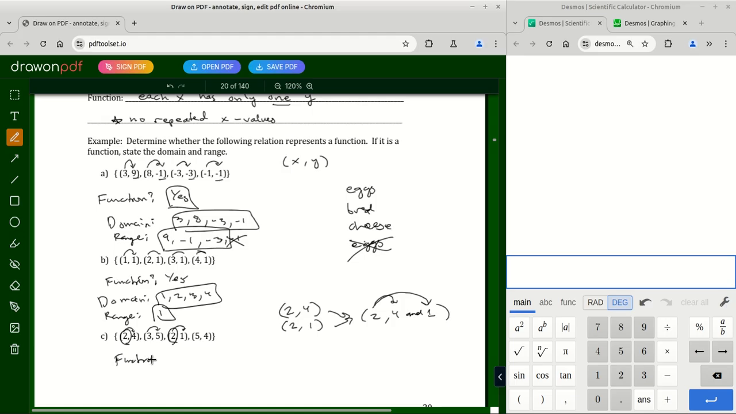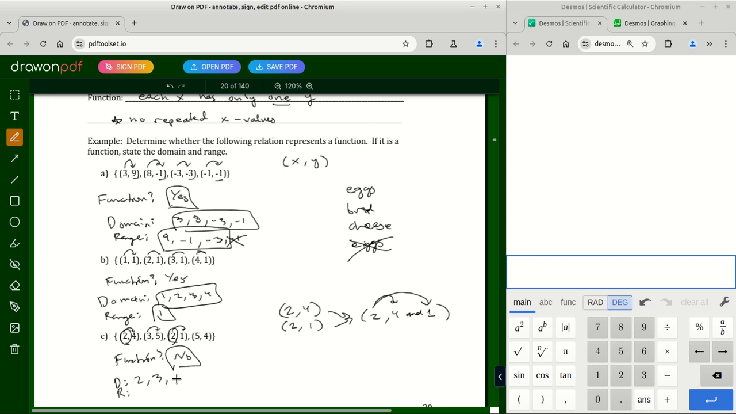Function? No. But again, it had repeated x values. So it's pretty easy to see this stuff. That's the whole conceptual way of saying it, but, you know, repeated x values. Domain, range, pretty simple at this point.